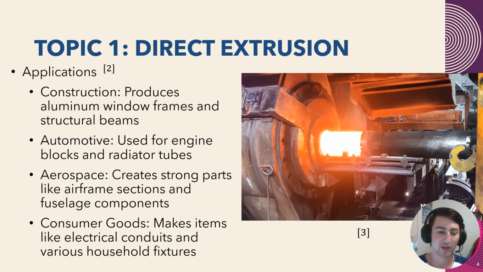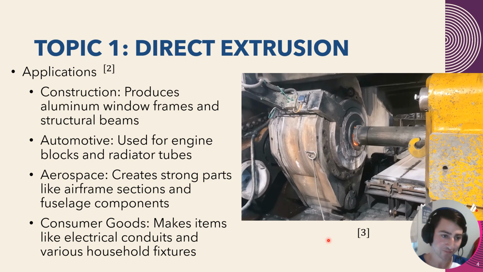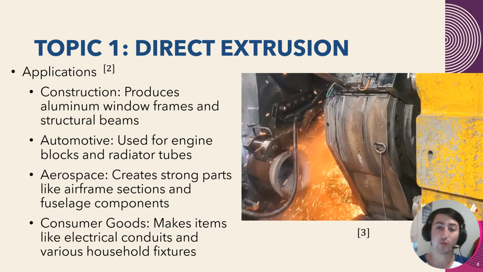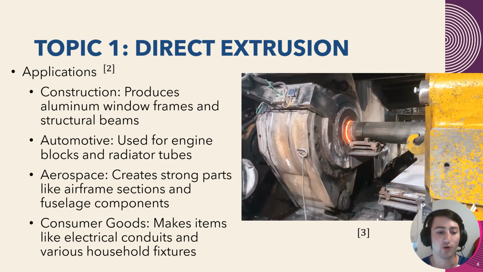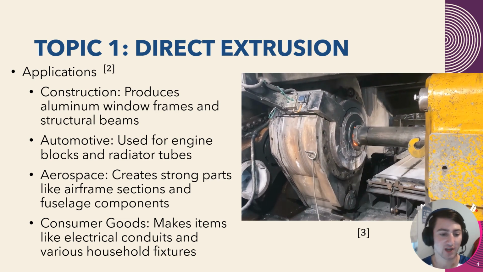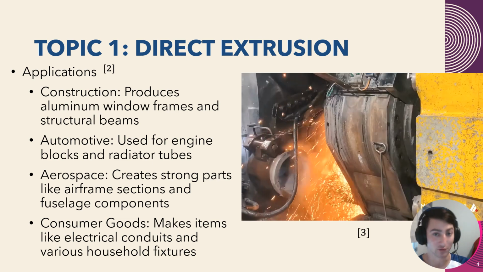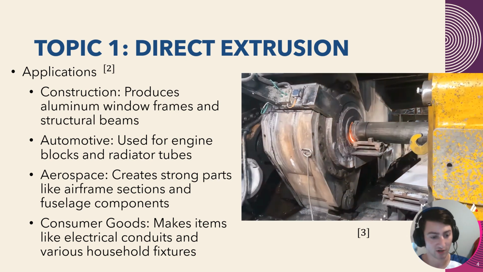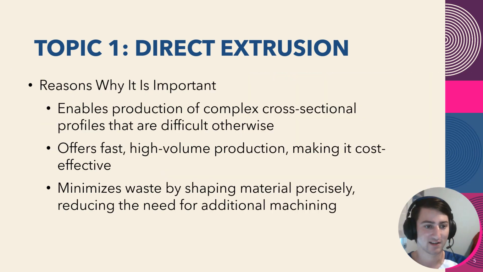Looking at some applications, we have a video over here on the right of the extrusion process in action as well. For applications in construction, it can produce aluminum window frames and structural beams. In automotive, it's used for engine blocks and radiator tubes. In the aerospace industry, it creates strong parts like airframe sections and fuselage components. And in consumer goods, it makes items like electrical conduits and other household fixtures that are commonly used.